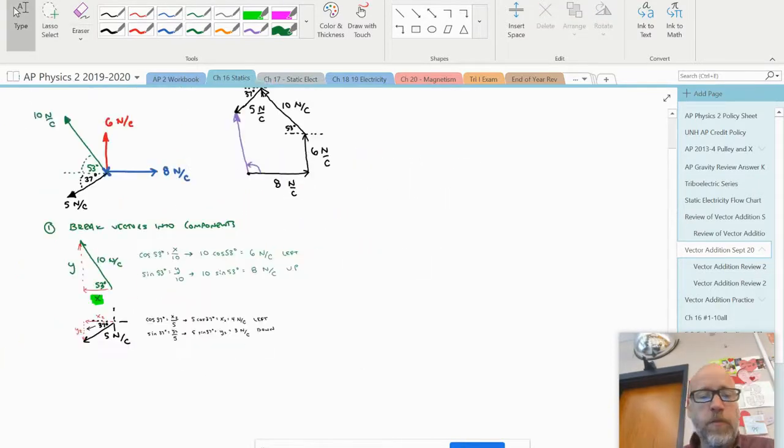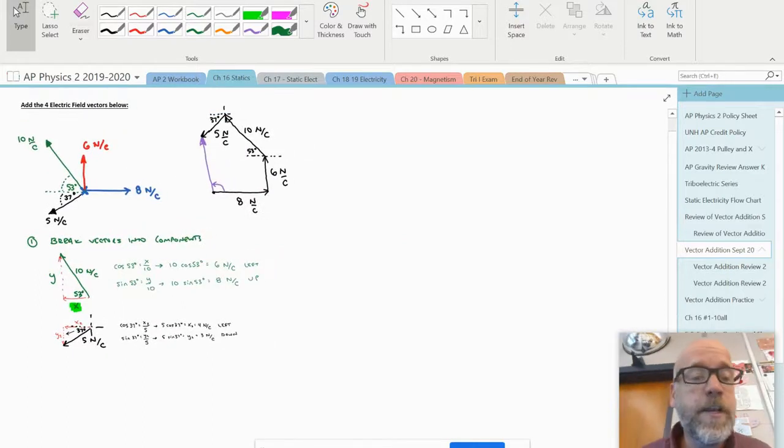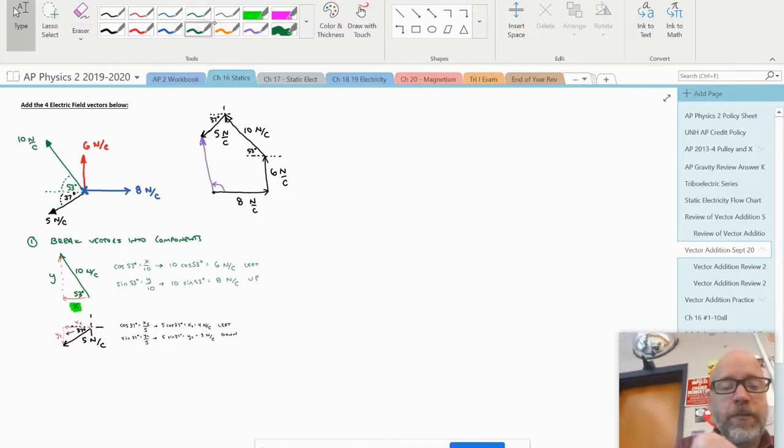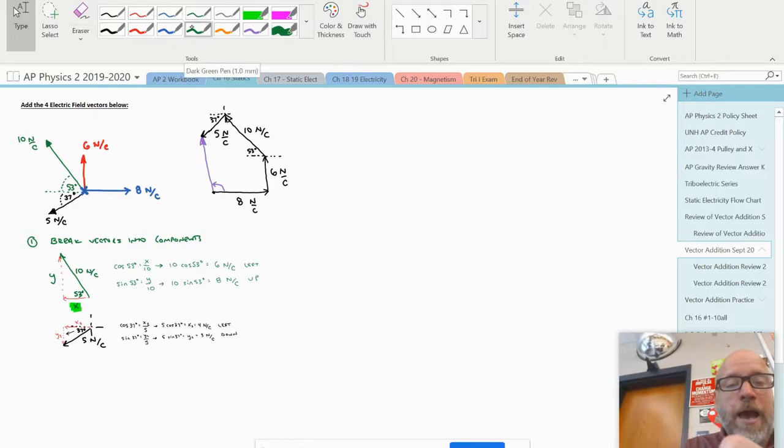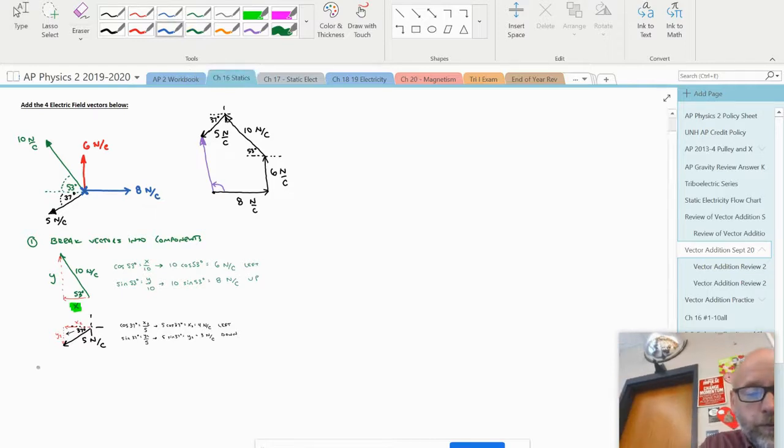So let's back away from the problem for a second. The whole idea is to take those 4 vectors and add them together. Now, we can handle that by just breaking them up into components and doing things we've done since the second week of physics last year. So my next step would be to add up all the vectors' components.